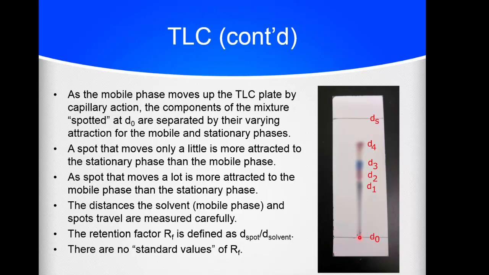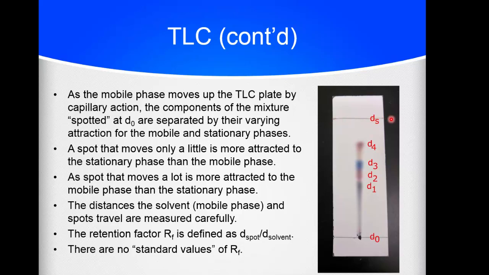And as the mobile phase goes past your dot, it starts to pull the components up the plate. The components that are really attracted to the stationary phase, to the white powder, don't move up very far. So you hopefully end up with a dot and some space, dot, space, dot, etc. And then you draw a line where the solvent stops moving, where the mobile phase stops moving.